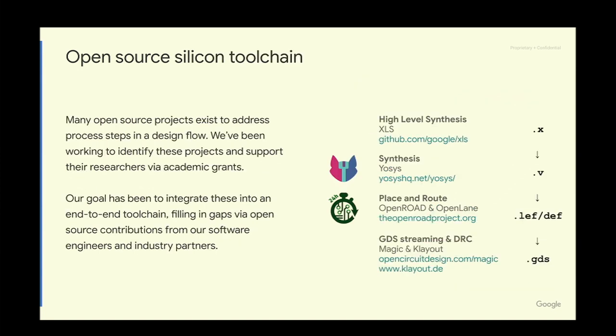So now that we have PDKs available, we need tools that can work with them. And so there are many, many open source projects that exist in the space to address each step in the flow. I know that Frank noted in his presentation earlier this morning, these are all very disconnected, and it's very difficult to chain them together into a single coherent flow, because each open source project is run by volunteers, and they all pick a different part of the problem to solve.